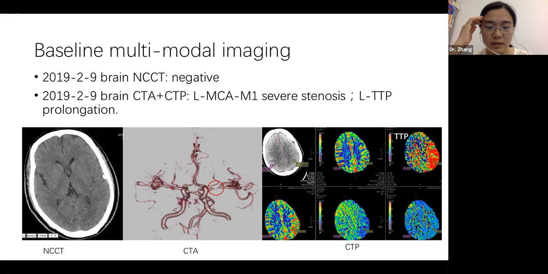The CTA and CTP are very obvious: there is a severe stenosis of the M1 segment in his left MCA. And the right image is a CTP reconstructed image, not by the software, just from the Toshiba machine. In this image, we can see that his left brain had a very severe TTP prolongation.